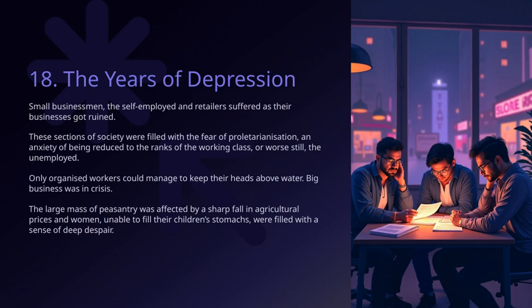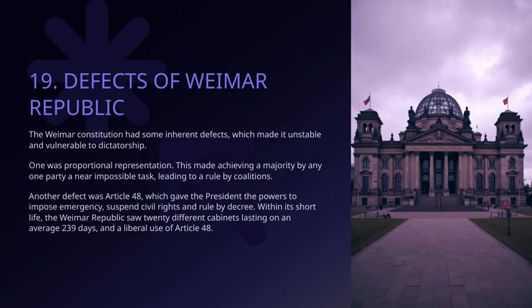and anxiety across society. Let's take a closer look at some of the inherent issues within the Weimar Republic's constitution that contributed to its instability. One major flaw was proportional representation. While this system aimed to fairly reflect diverse political views, it also meant that forming a stable majority was extremely difficult. This often resulted in coalitions, alliances between multiple parties, that could be fragile and short-lived.